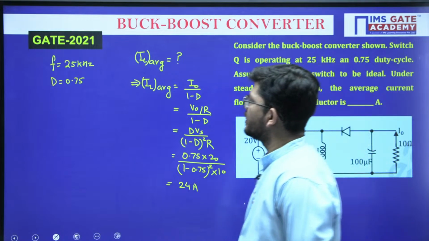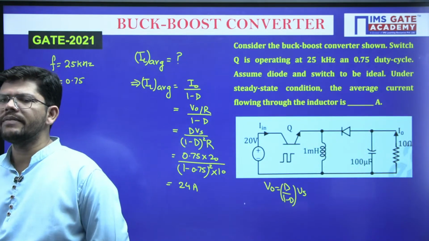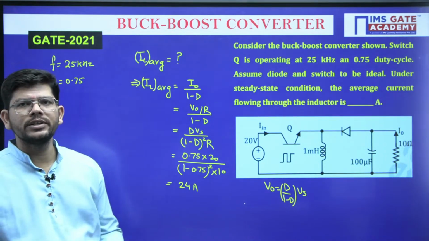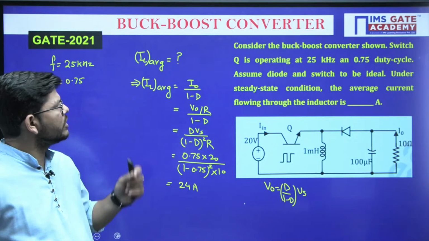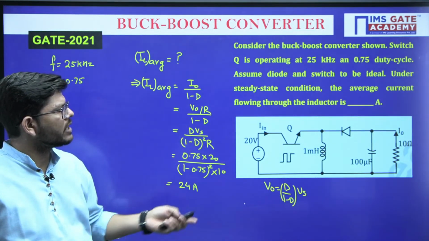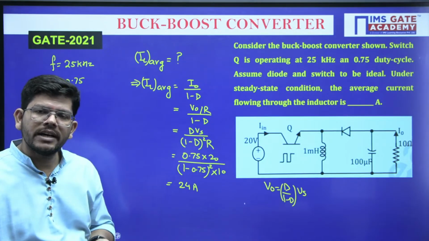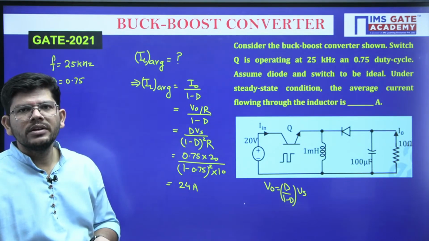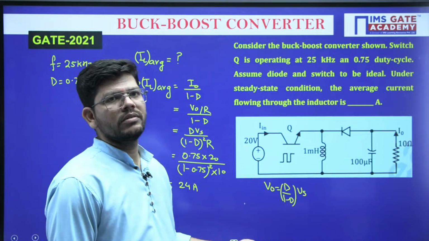So can you see here? Is there any problem that we are having in this problem? I don't think so, isn't it? So this is how simply you can solve this question. Average current flowing through the inductor is required. Nice. This question is having 2 marks, yeah. So it is very easy to score in these topics.